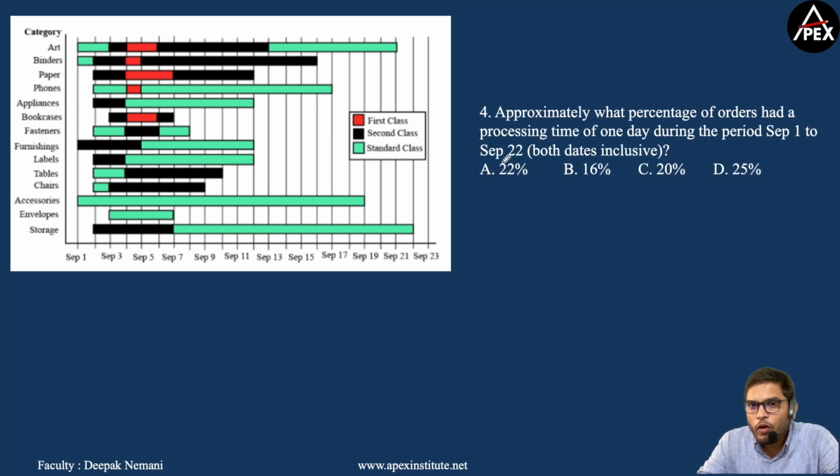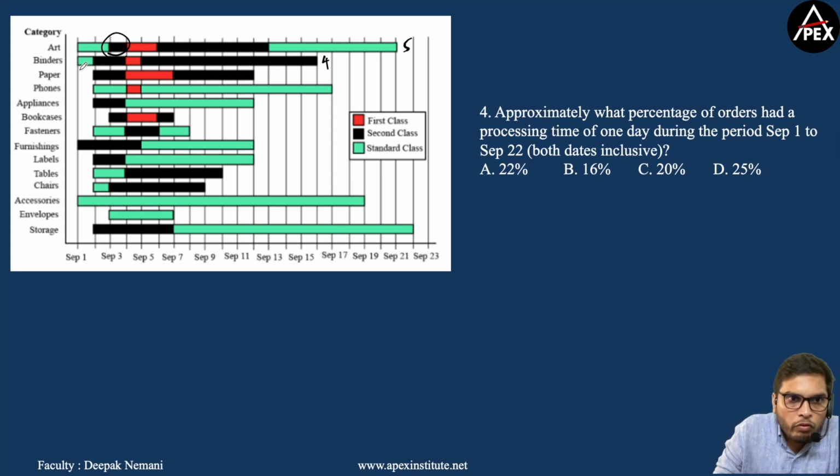Approximately what percentage of orders had a processing time of 1 day during period September 1st to September 22nd? So to answer this question, we need to find the number of orders which had a processing time of 1 day, and we also need to find the total number of orders. Now from the arts category, we had a total of 5 orders, out of which 1 order had a processing time of 1 day. Now there were 4 orders from binders, out of which 2 had processing time of 1 day, 3 orders from paper, 3 orders from phones, out of which 1 had a processing time of 1 day.